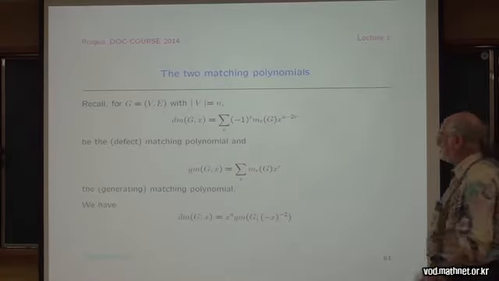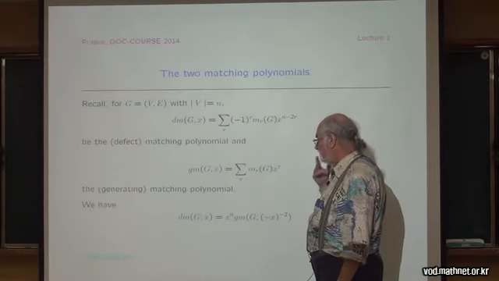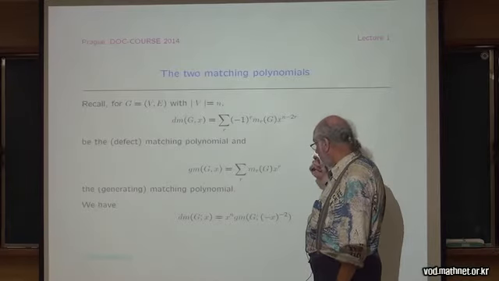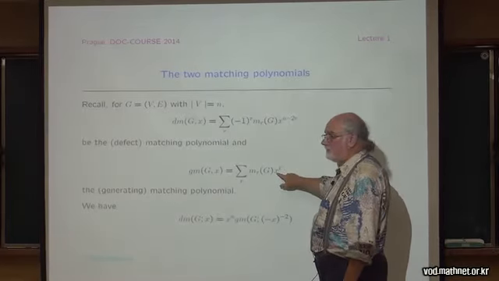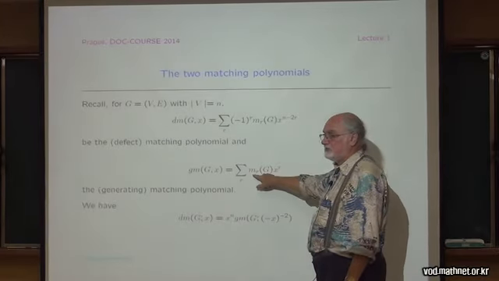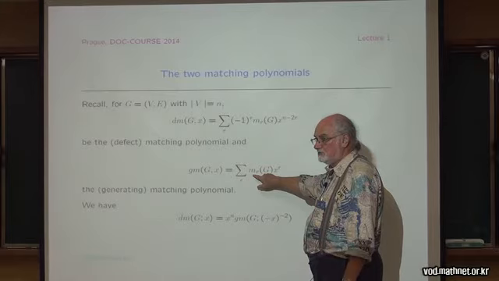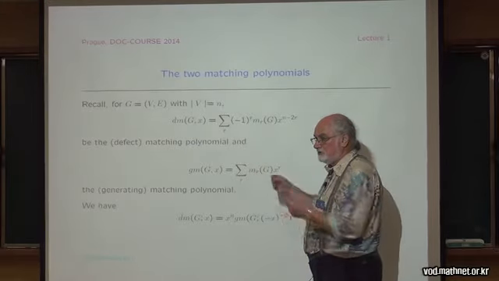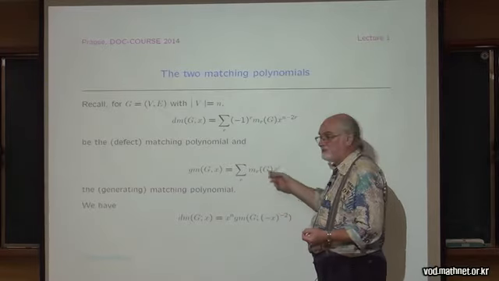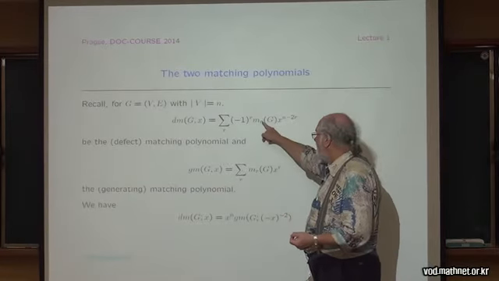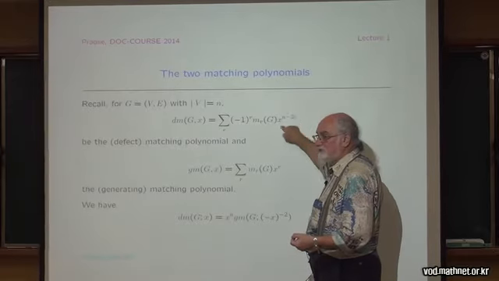Now we have seen the matching polynomials. They are not really equivalent, because in here you don't see the isolated vertices. It's multiplicative on disjoint union. You add isolated vertices, you don't see the matchings. Here, you see the isolated vertices because of this trick.